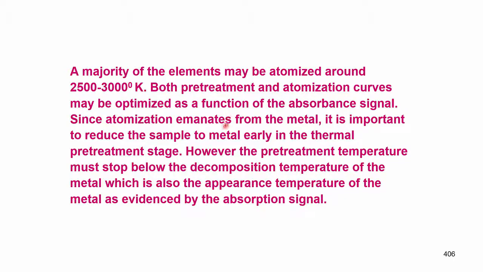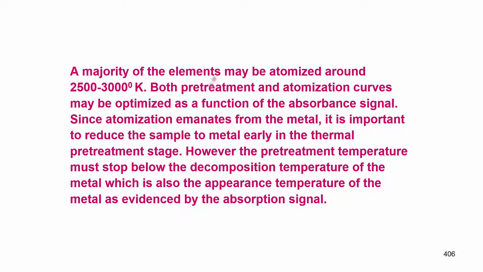Since the atomization emanates from the metal, there is no need to measure the absorbance during pre-treatment. It is important to reduce the sample to metal early in the thermal pre-treatment stage. Before atomization, get it reduced. However, the pre-treatment temperature must be below the decomposition temperature of the metal. That means it should not melt or something like that, which is also the appearance temperature of the metal as evidenced by the absorption signal.